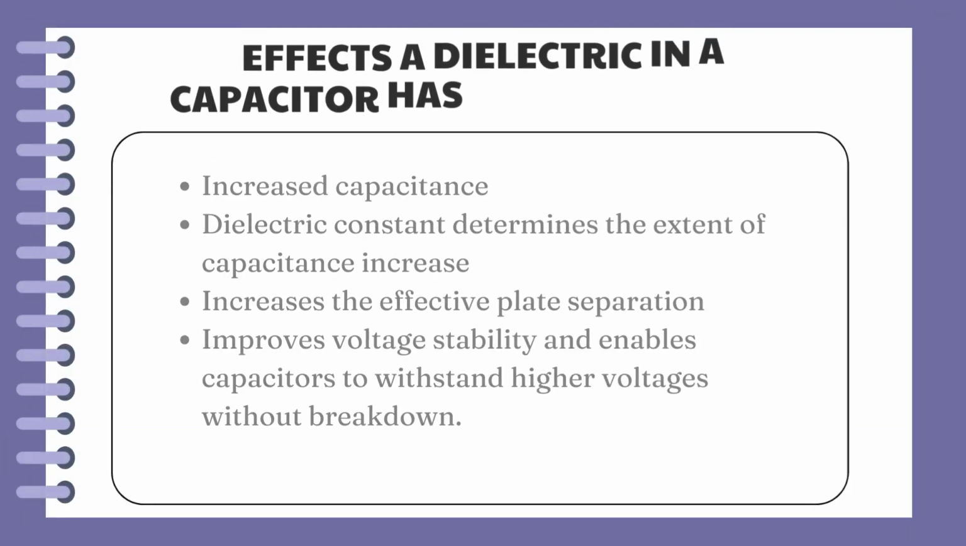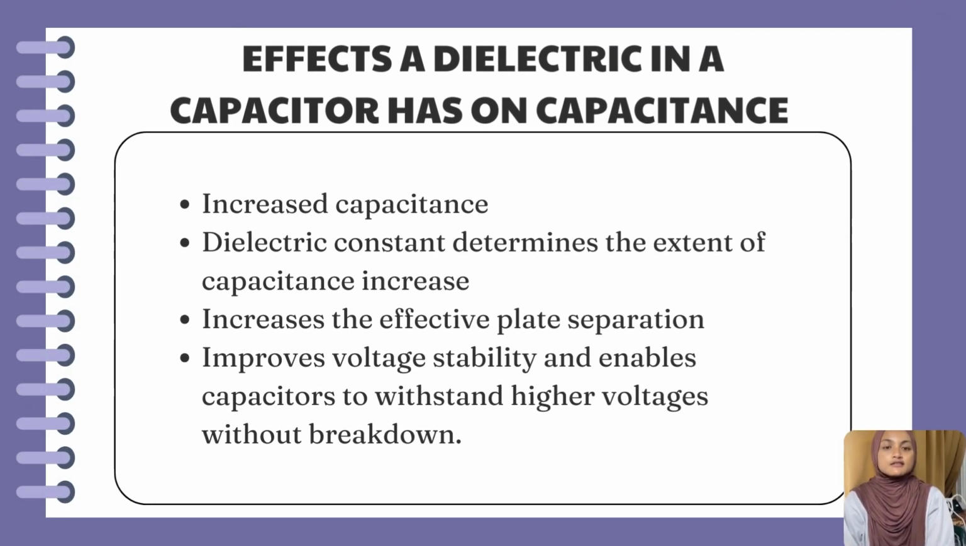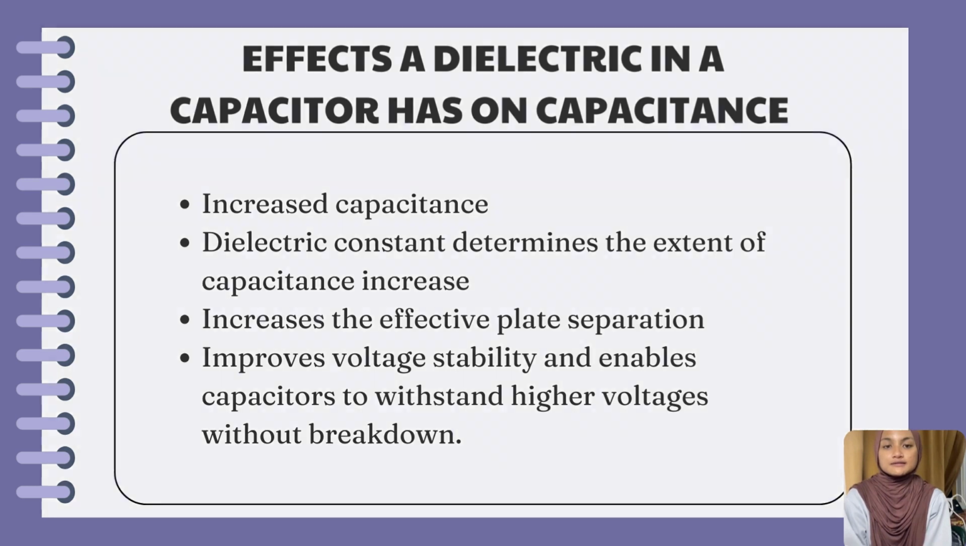The dielectric significantly impacts capacitance. It increases capacitance by reducing electric field strength and allowing more charge to be stored. The dielectric constant determines the extent of the capacitance increase. The presence of the dielectric increases the effective plate separation, thus raising capacitance. It improves voltage stability and enables the capacitor to withstand higher voltage without breakdown. Dielectric materials may exhibit temperature-dependent changes in capacitance. Choosing the right dielectric enables customization of capacitance for specific applications.